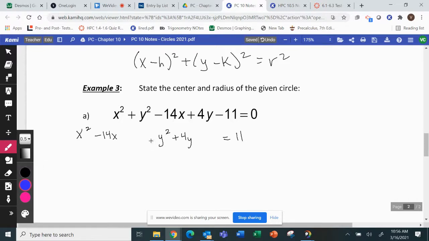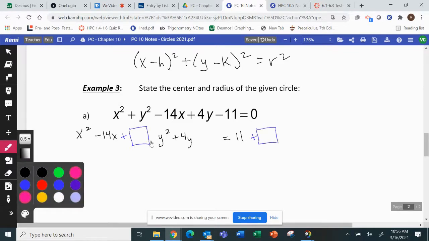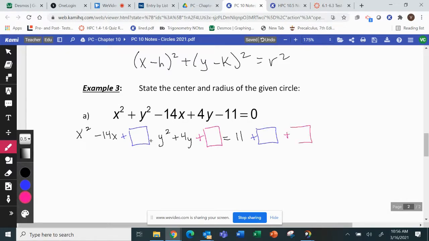In one of those spaces, I'm going to complete the square for the x's, but I have to add it to the other side. In the other space, I'm going to complete the square for the y's, and I have to add it to the other side. This complete the square stuff is going to be much easier than the worksheet complete the square stuff. And we don't have to solve. We're just completing the square and being done after that step.